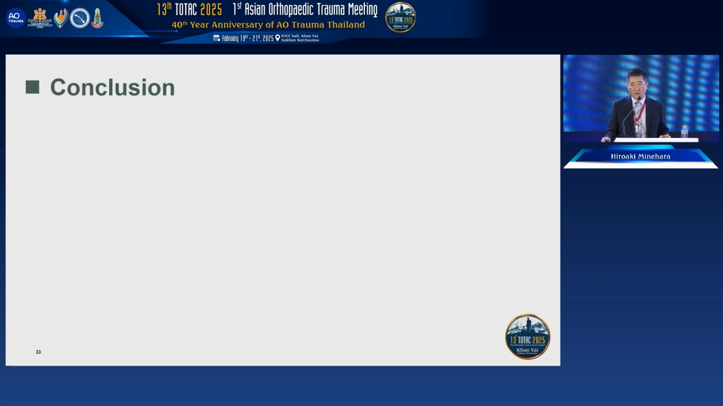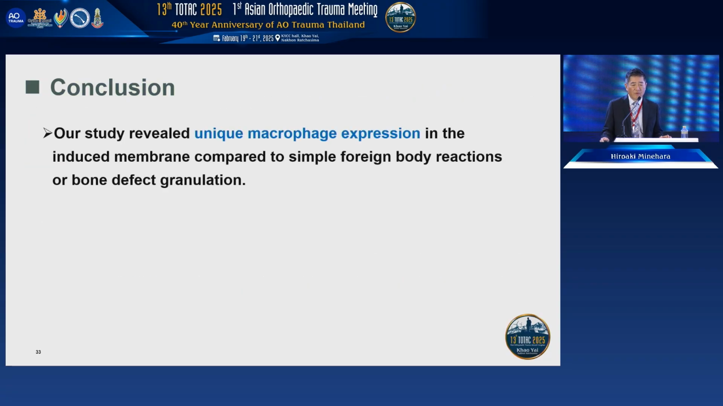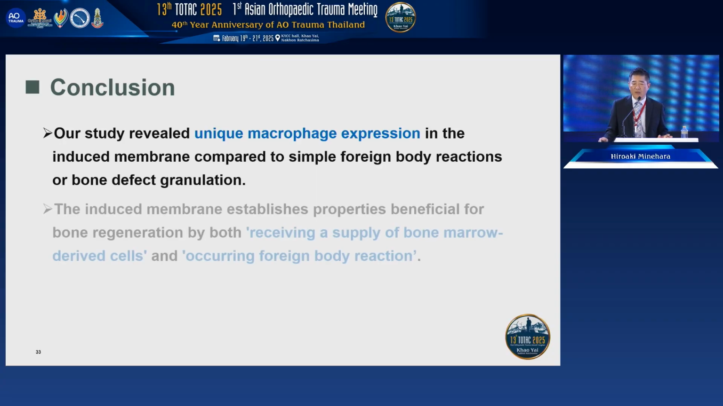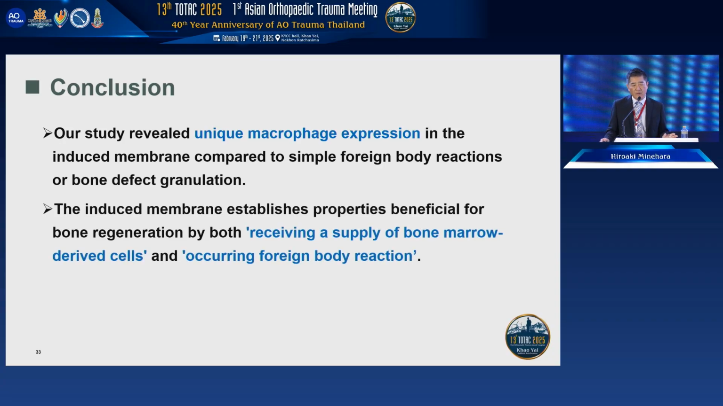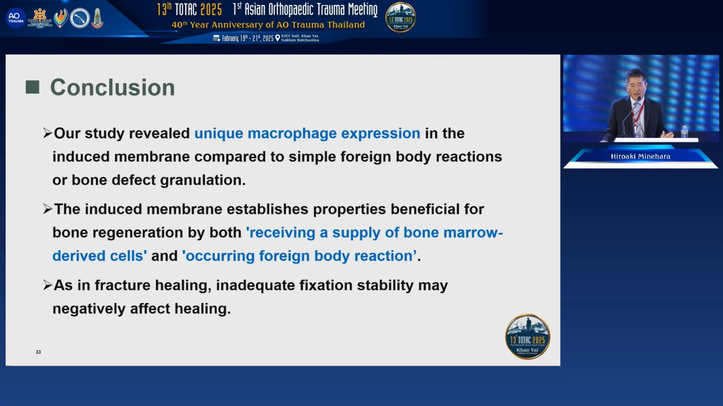And so our study suggests that, similar to fracture healing, excessive strain in the Masquelet technique may hinder progenitor cell migration and healing. So as a conclusion, our study revealed unique macrophage expression in the induced membrane compared to simple foreign body reactions or bone defect granulation. And the induced membrane established properties beneficial for bone regeneration by both receiving a supply of bone marrow derived cells and also occurring foreign body reaction. As in fracture healing, inadequate fixation stability may negatively affect healing.